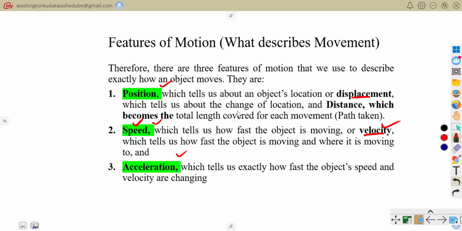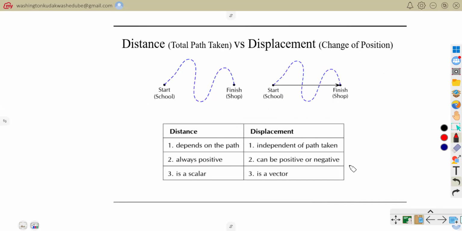So after these features, we now need to know more and actually start defining each term specifically, and start classifying them as either vectors or scalar quantities. But at some point in time, you would see that we already did that when we were doing vectors and scalar quantities. So we'll just get to mention it in passing.